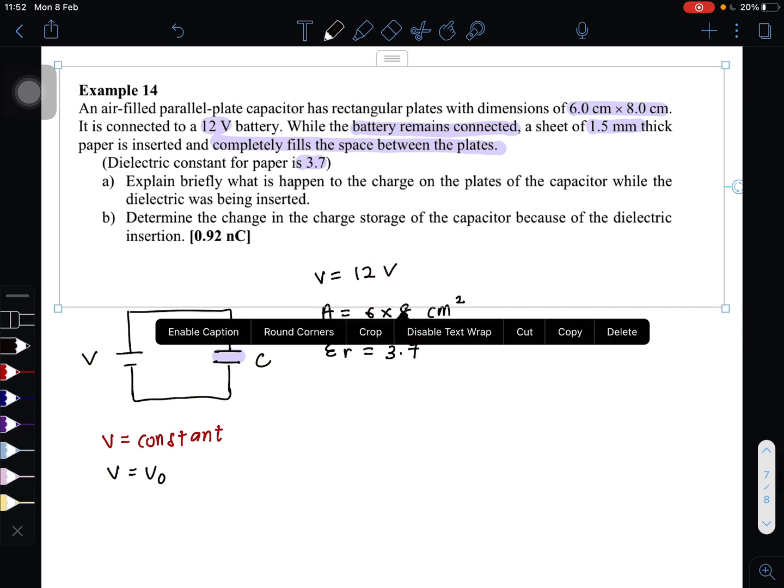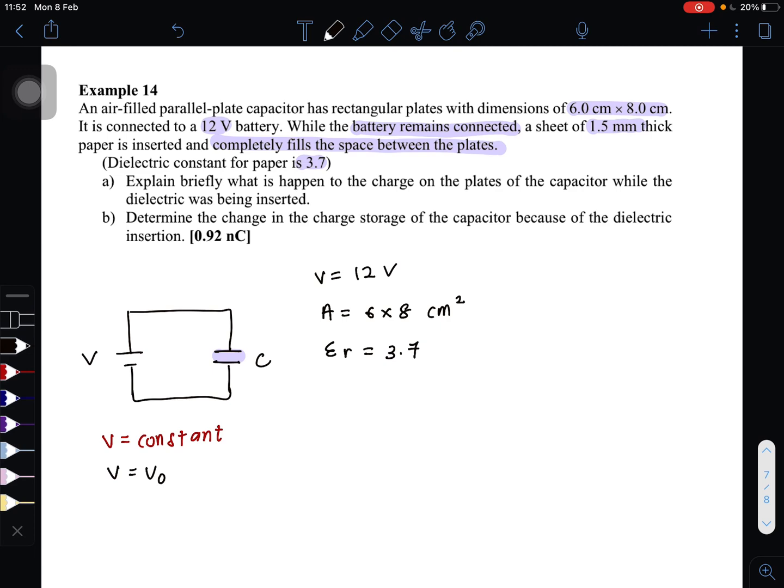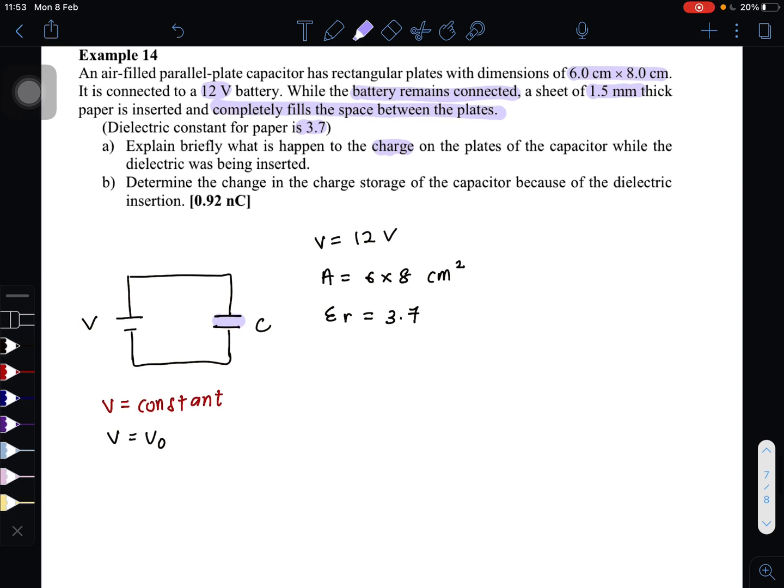Okay, first question: explain briefly what happened to the charge on the plates of the capacitor while the dielectric was being inserted. So we want to know what happened to the charge. How do we explain? We can explain using this formula, Q is equal to CV. Since V here is constant, right?